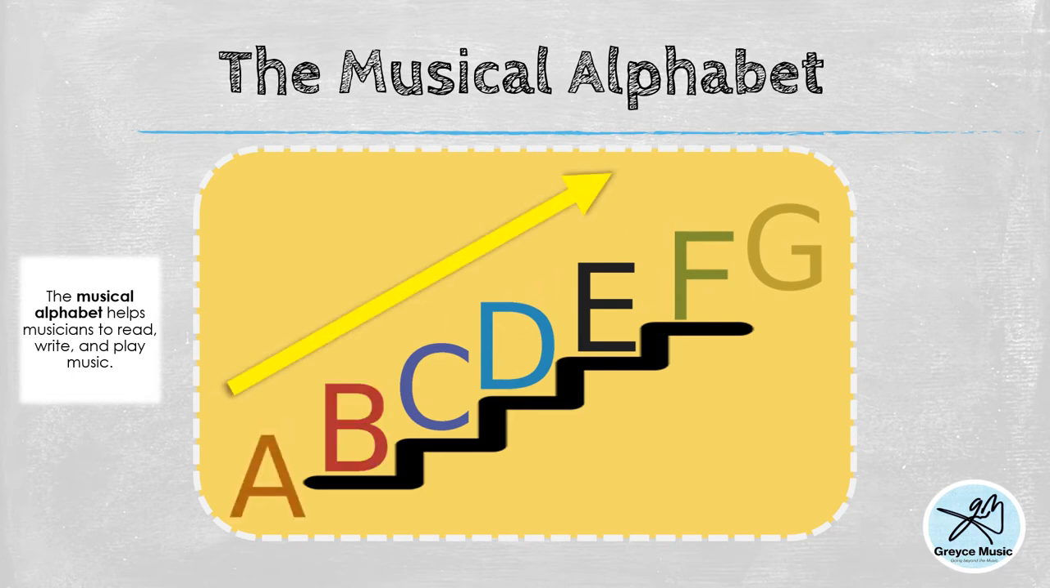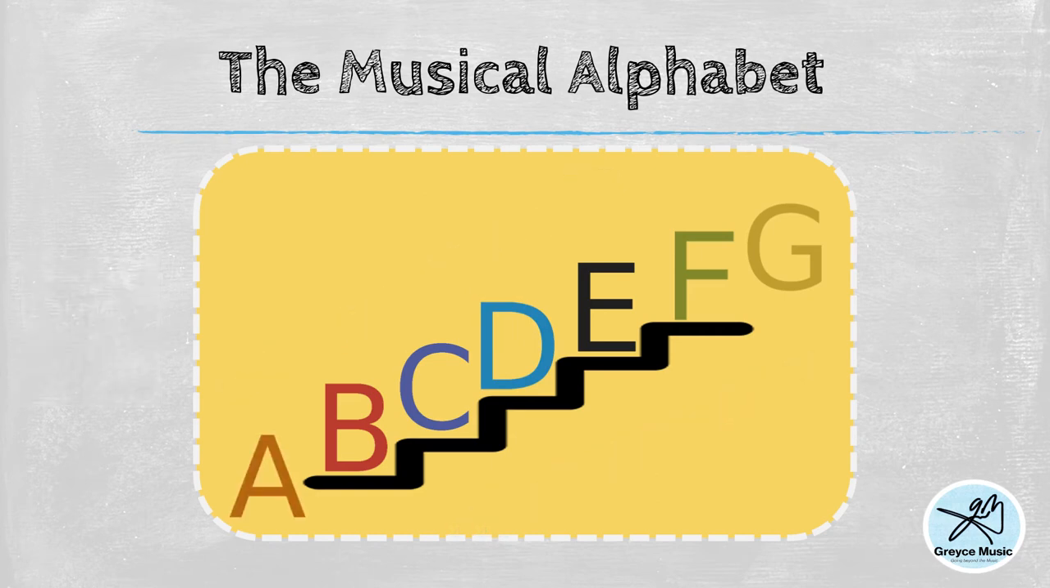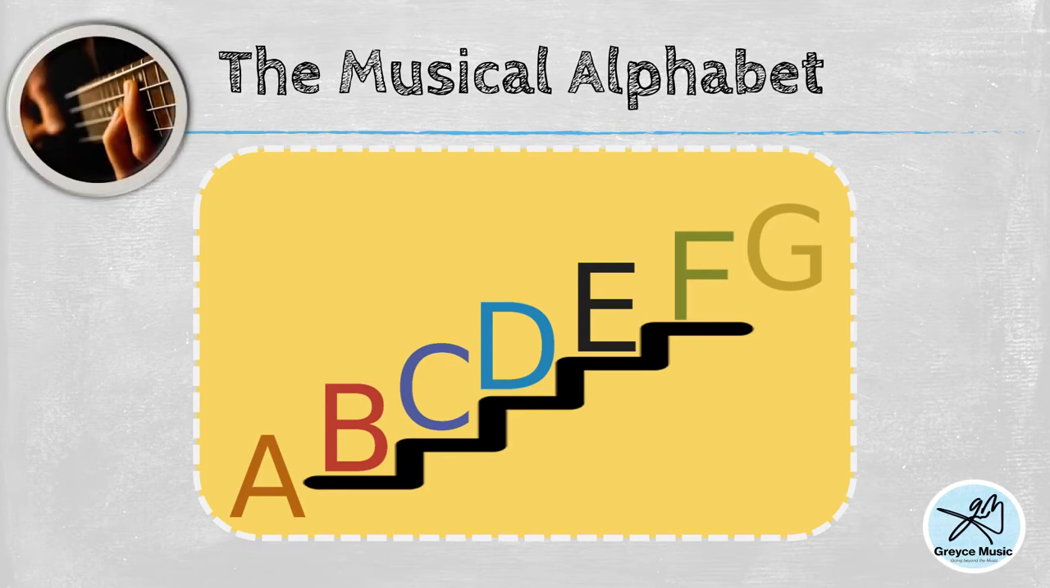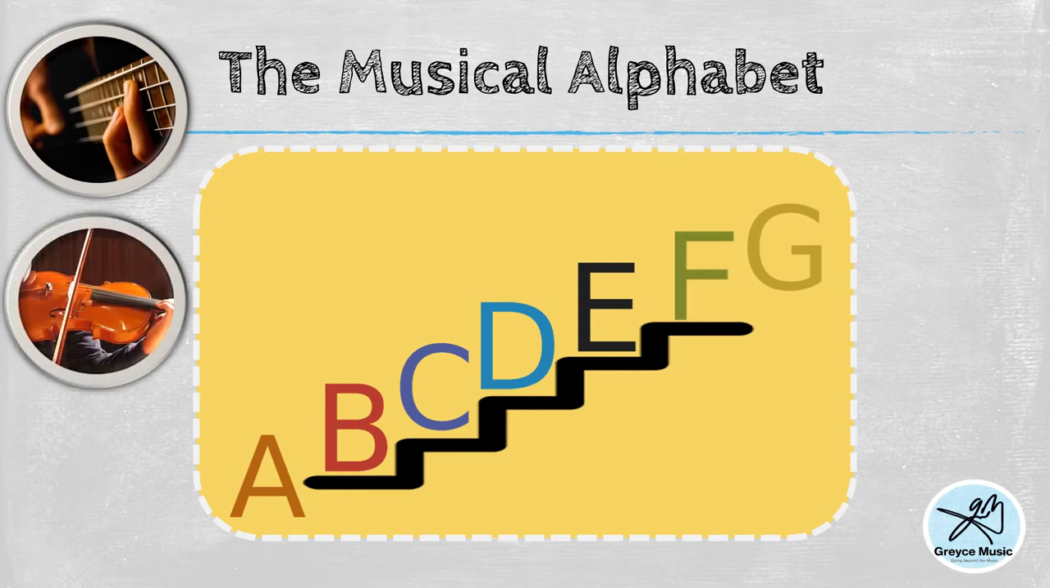A, B, C, D, E, F, G. G, F, E, D, C, B, A. No matter what instrument you learn, you'll always be able to play the notes from the musical alphabet. Listen to the notes A to G on the guitar. Now on the violin. And now on the piano.